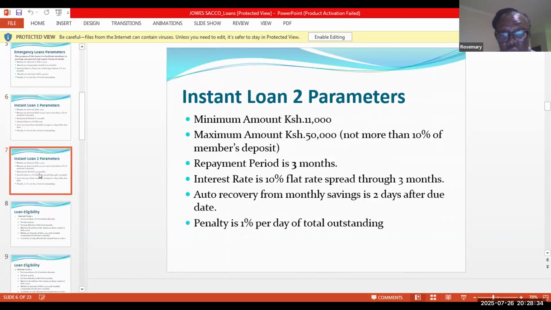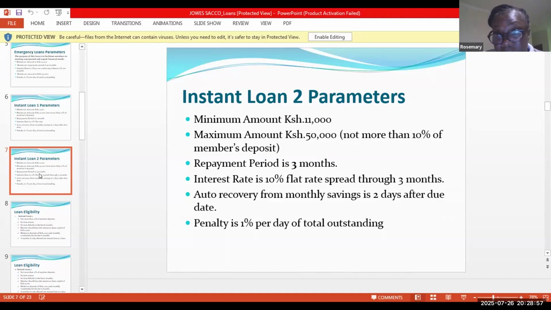Instant loan 2. The minimum amount is 11,000. The maximum amount is 50,000, but it should also not be more than 10% of the member's deposit. The repayment period is 3 months. The interest rate is 10% flat rate, which is spread throughout the 3 months.